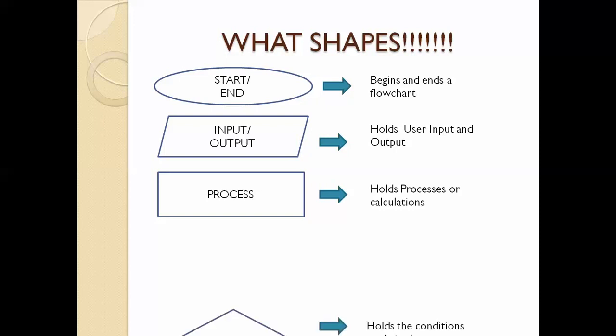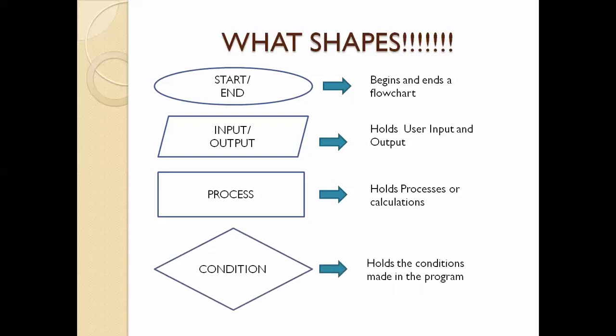And lastly, our diamond, or they say rhombus. It holds the condition wherein the program needs to decide whether it's true or false on certain conditions. And not indicated here is the arrow, which points out where the program flows.